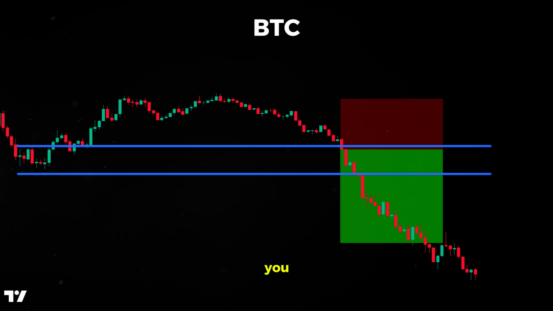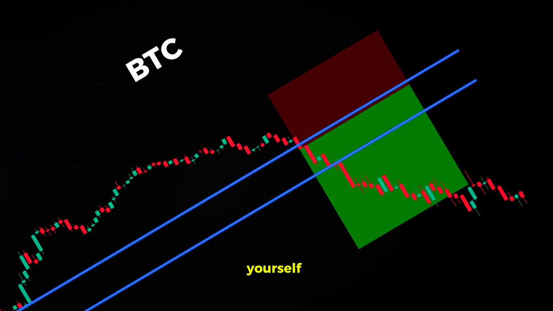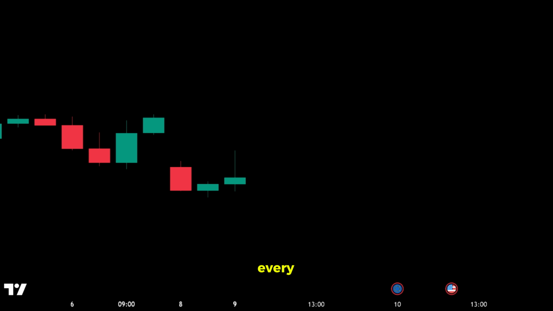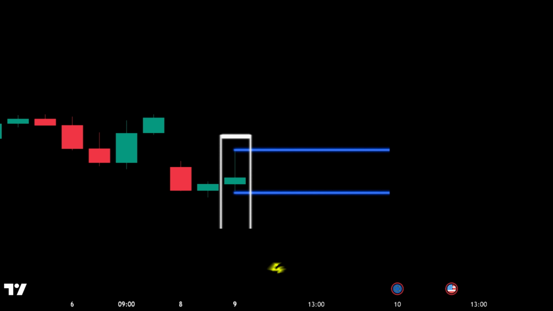But let me actually walk you through it properly so you can do this yourself. Here's what you need to do first. Every single trading day before you do anything, you need to mark 2 lines on your chart. The high and the low of the first 4-hour candle of the day. That's it. That's your range.